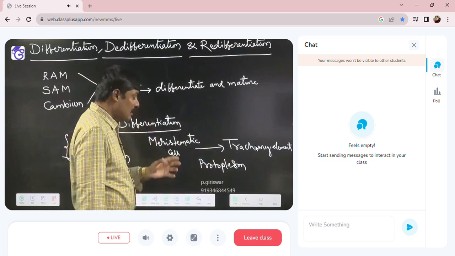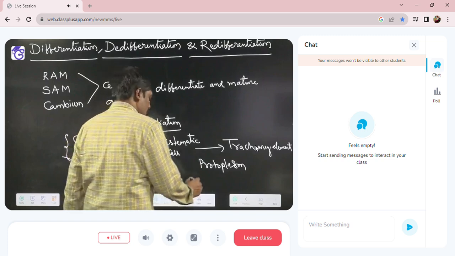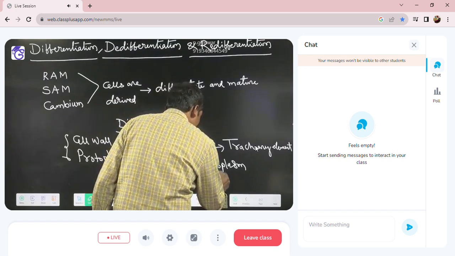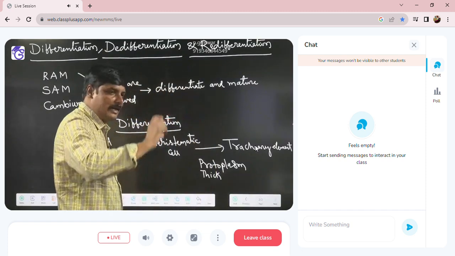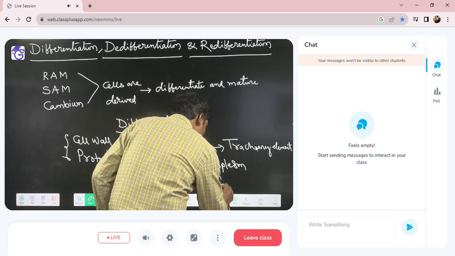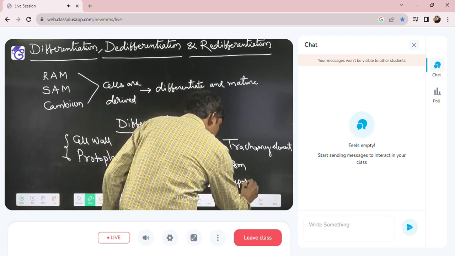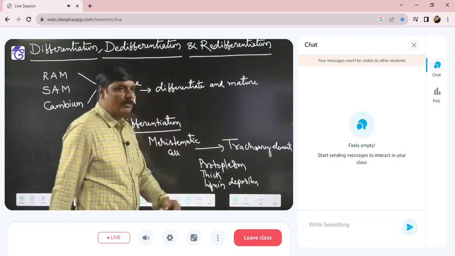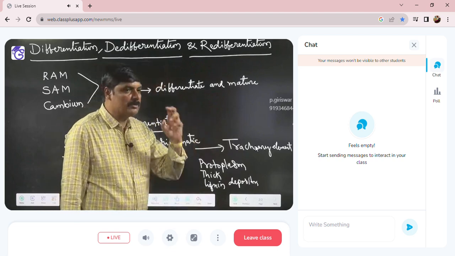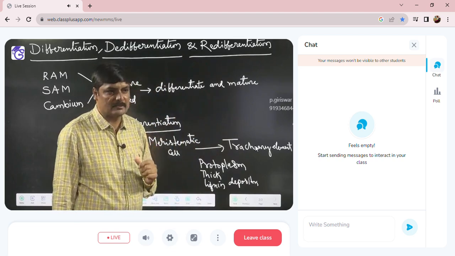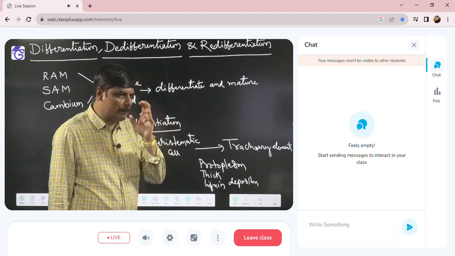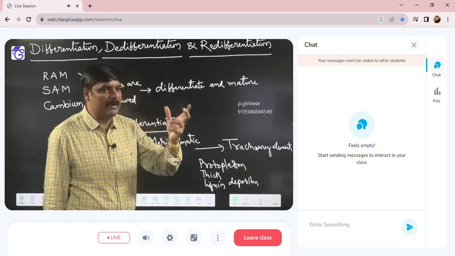Now, the cell walls become thick. The cell walls gradually thicken. Lignin deposition takes place and transforms it into a rigid wall. A rigid wall. The cell wall becomes thick, inelastic, and hard due to the deposition of lignin. Lignified walls are formed.